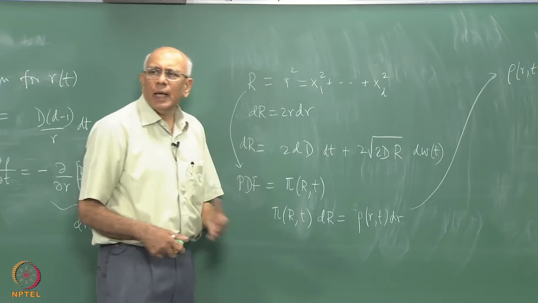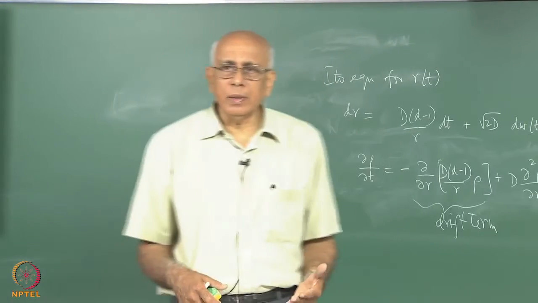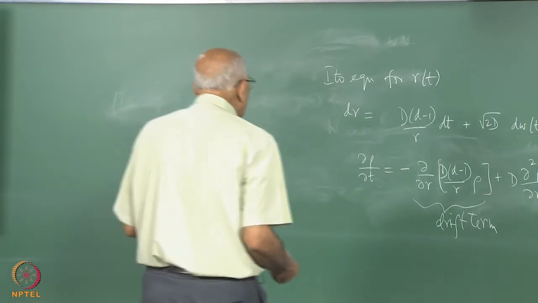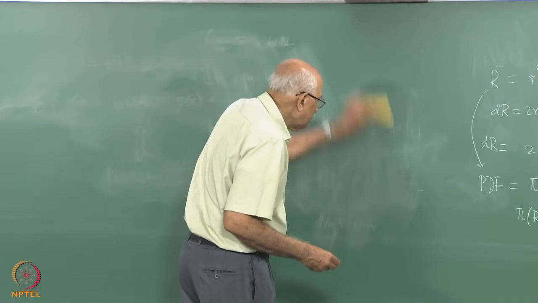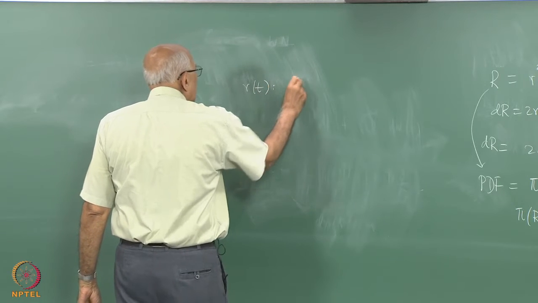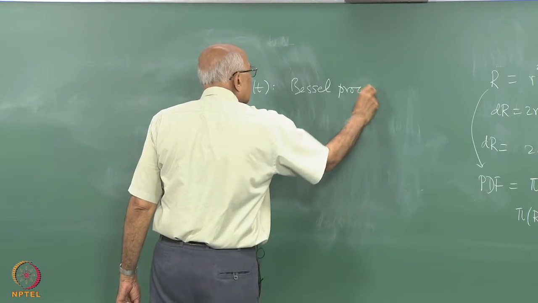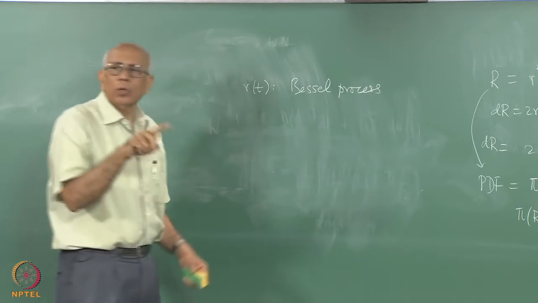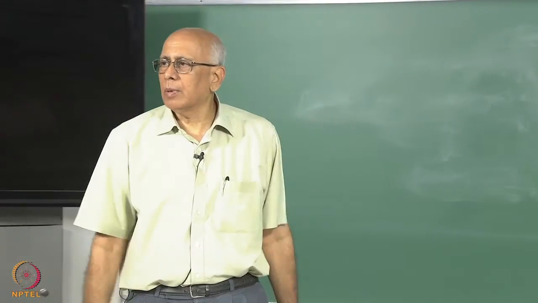Now, what does this thing actually look like? What does this distribution actually look like for the radial variable? Remember that for the radial variable, this rho, by the way, this process R of t is called a Bessel process. This is the square root of x1 squared up to xd squared, the square root of the sum of squares of d Brownian motions.